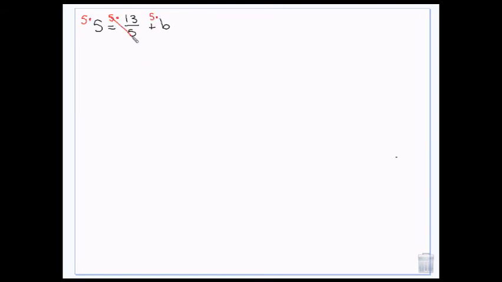No, you don't have to unless you want to. Those will cancel, and you get 25 is equal to 13 plus 5b. Okay, and now you have no fractions until the end again. And it doesn't matter what the numbers are.